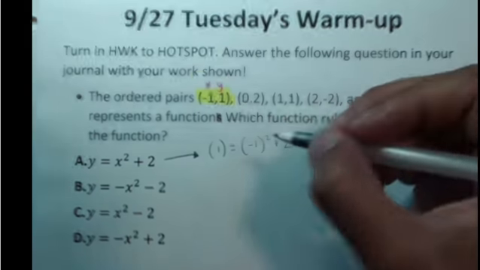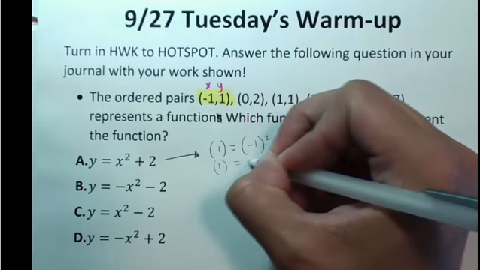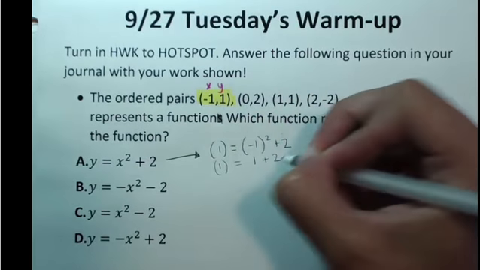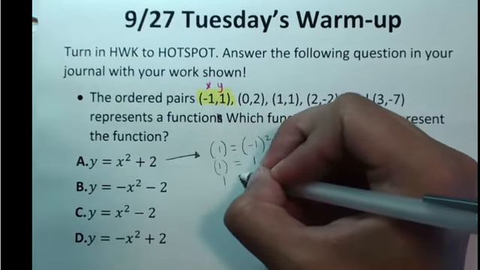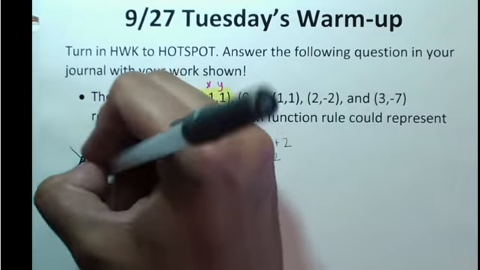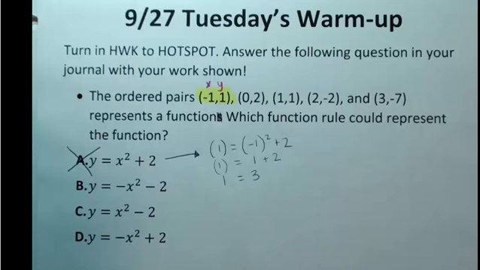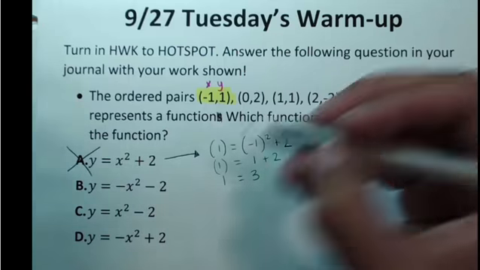-1 times -1 is a +1. So I have 1 is equal to 1 plus 2, which ends up giving me 1 is equal to 3. Is that a true statement? No, it's not. So I know since this point is not in this function, I don't have to check the rest. Let's try this second one now.